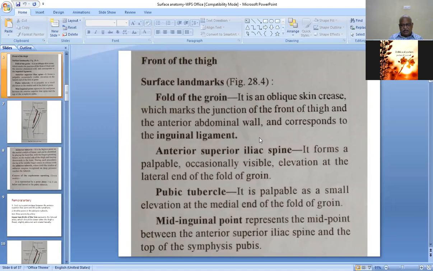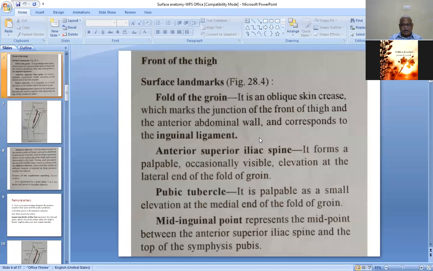Now, pubic tubercle. It is a palpable small elevation at the medial end of the fold of the groin. So, the anterior superior iliac spine is at the lateral end of the fold of the groin, and the pubic tubercle is at the medial end. In between these two, the inguinal ligament is there. The inguinal ligament is nothing but the aponeurosis of the external oblique abdomen. It becomes thickened, so that is the inguinal ligament.